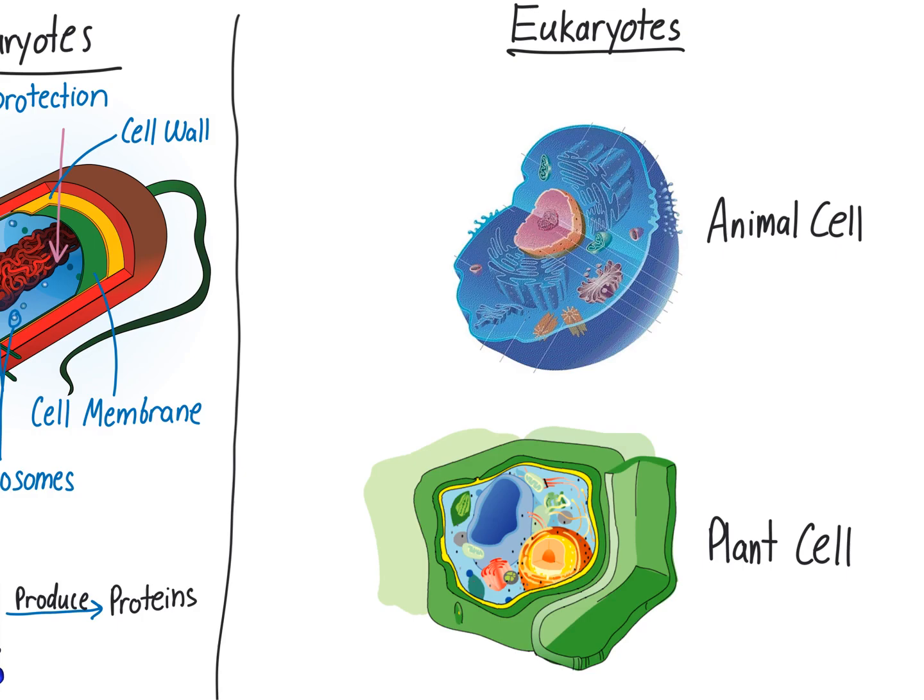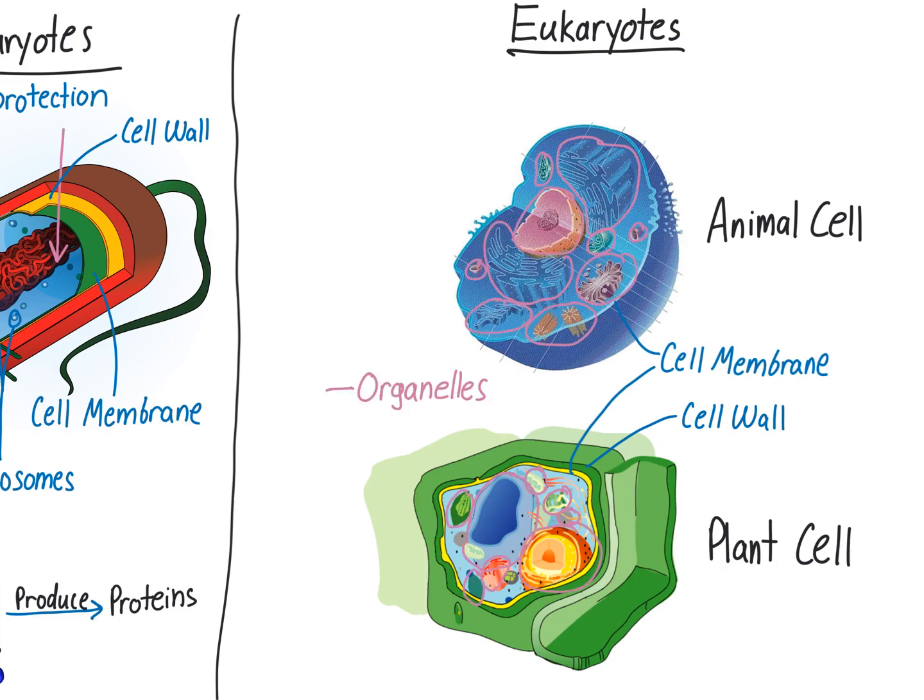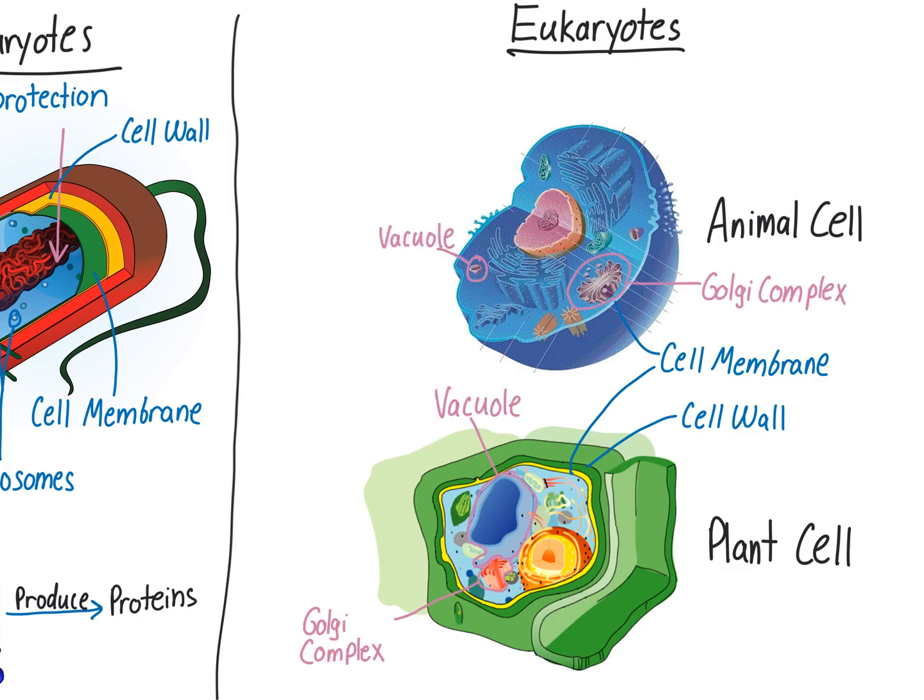Eukaryotes are much more complex. Eukaryotic plant cells have cell walls, but animal cells don't, while both plant and animal cells have cell membranes. Unlike prokaryotic cells, eukaryotic cells have organelles. These are compartments within the cytoplasm that are surrounded by a membrane and carry out various cellular processes. There are many kinds of organelles, including the vacuole, Golgi complex, and the mitochondria.